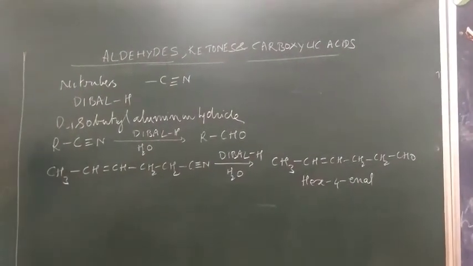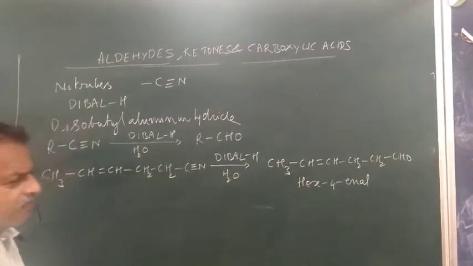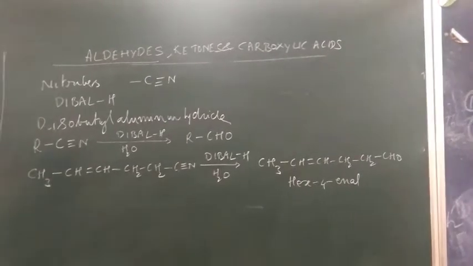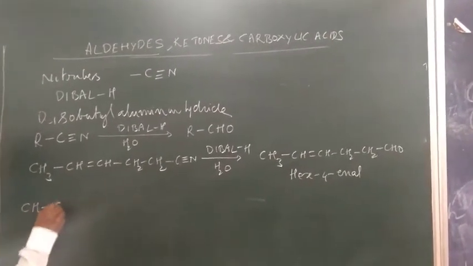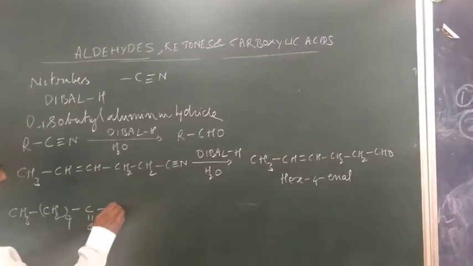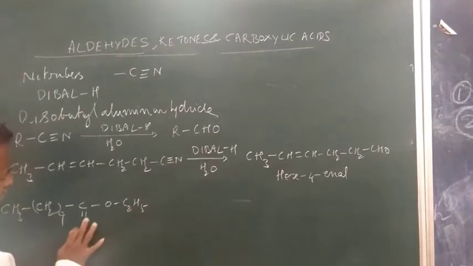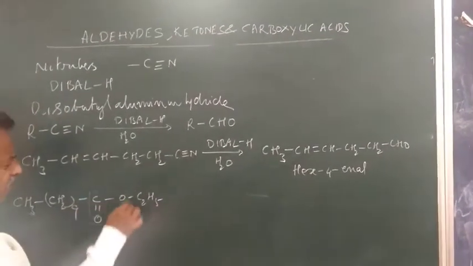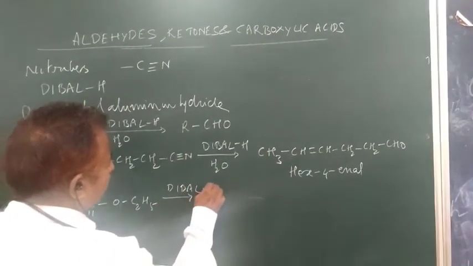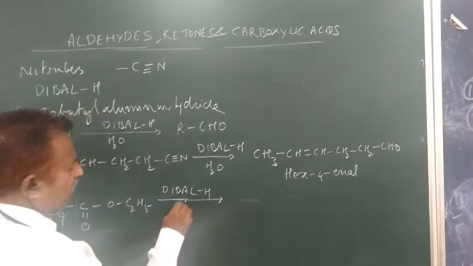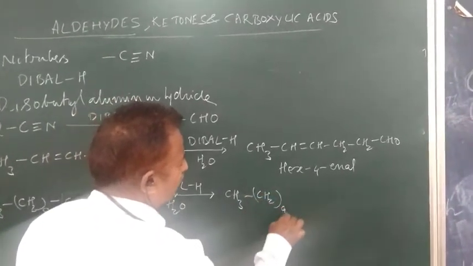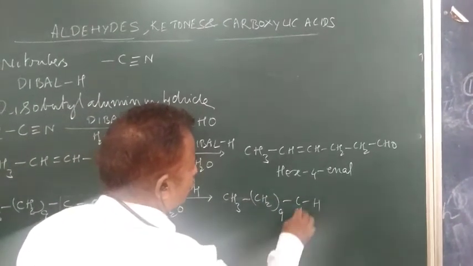Now, similarly, by using DIBAL-H, aldehydes can be prepared from esters also. So, CH3, CH2 taken 9 times, C double bond O, OC2H5. This is the ester group. This is treated with DIBAL-H and water. We get CH3, CH2 taken 9 times, C double bond O, H.